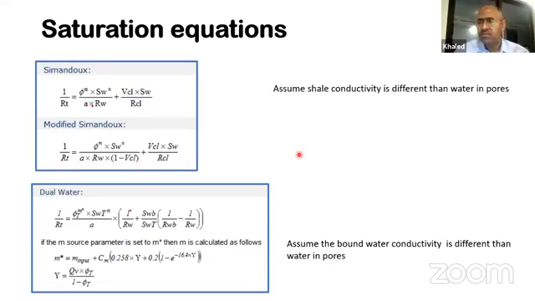Other gentlemen came and modified the Archie equation to accommodate shale, and the type of shale: is it laminated or dispersed? But the most dominant one is Simandoux, or also the modified Simandoux, and we have the dual water, okay? Simandoux assumes the shale is conductive differently than the water in the formation. Dual water is simple: it assumes you have 2 waters, the water in the pores and the water related to shale. The conductivity of the water in the pores is different from the water in the shale, so the resistivity is different, and they assume there are 2 waters.